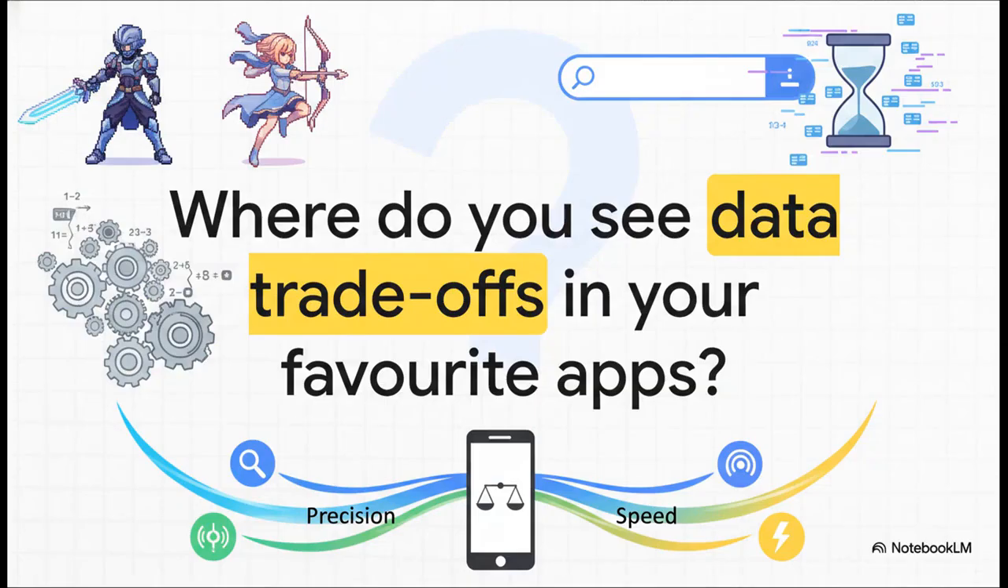So, from how a character is designed in your favorite game, to how fast a search result pops up, to the accuracy of a financial calculation, every system you use is balancing things like precision, range, and speed. The next time you're using an app, just have a think. What compromises might be happening under the bonnet?